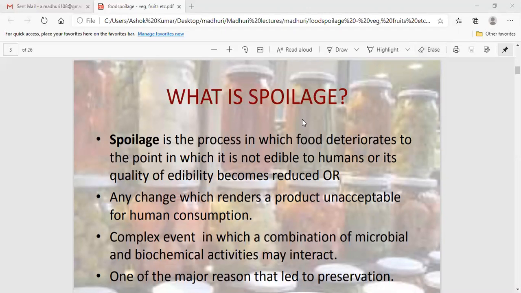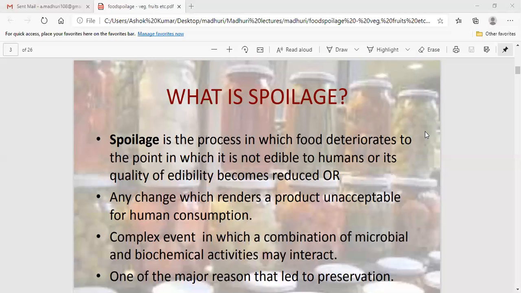Spoilage is the process in which food deteriorates to the point in which it is not edible to humans or its quality of edibility becomes reduced. Means, in spoilage, food is becoming changed, or the quality or the taste is changing to such an extent that it becomes no more edible. We can't eat such food. So such a stage is called spoilage. Any change which renders a product unacceptable for human consumption. Okay, so whatever change is happening, it is making the food unacceptable. So that is called spoilage.